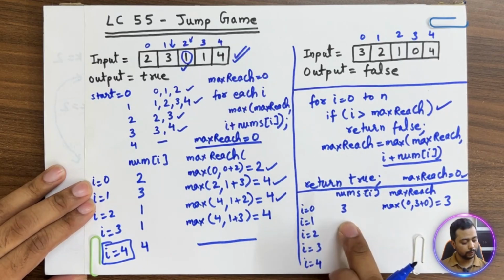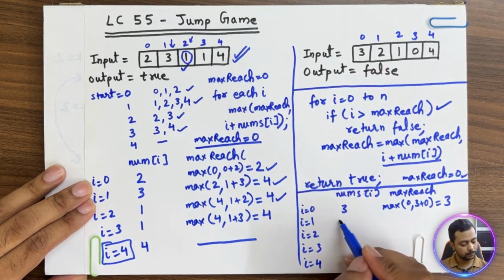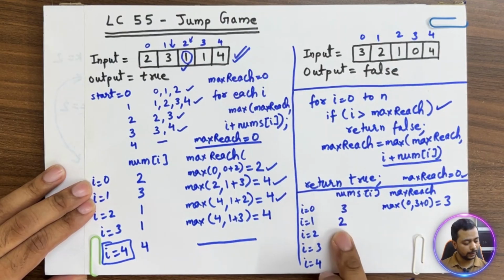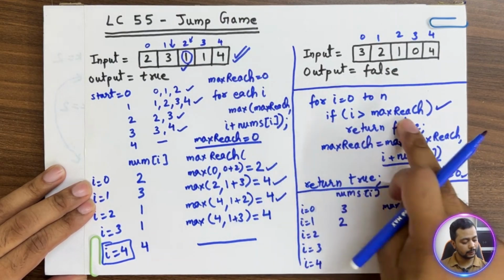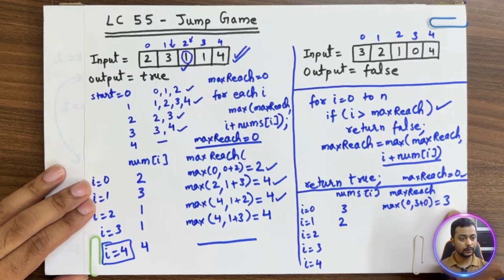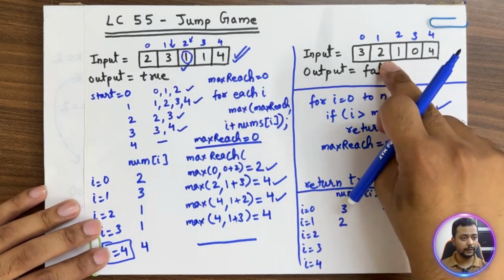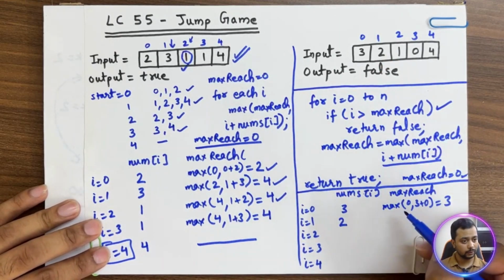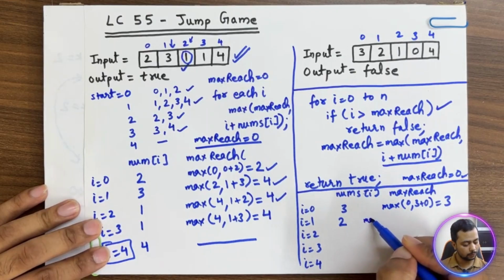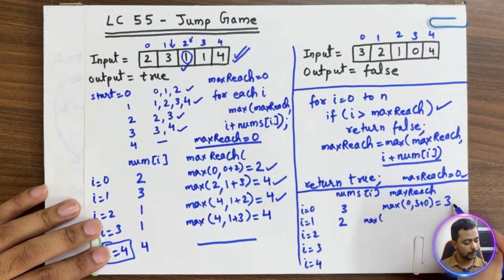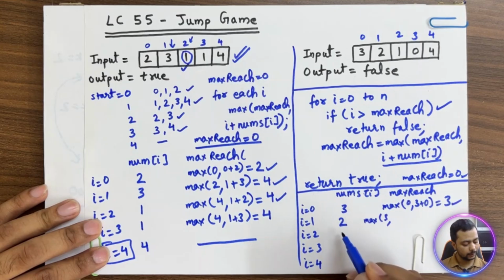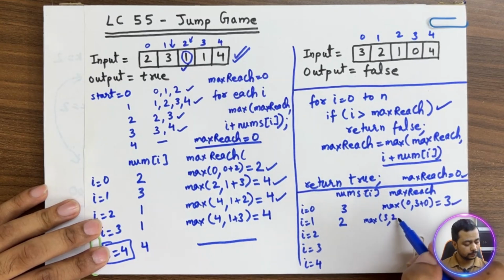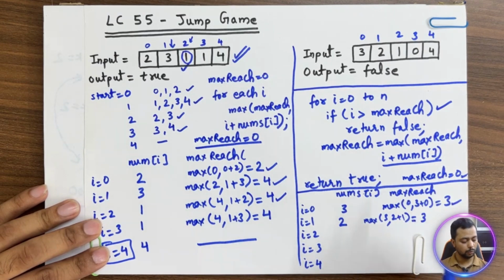At I is equal to 1, value is 2. Is 1 greater than 3? No, 1 is not greater than 3, which means the first index is still reachable. So max reach will become the maximum of the previous value, which is 3, and 2 plus 1. So this will remain as 3. Cool, so far so good.